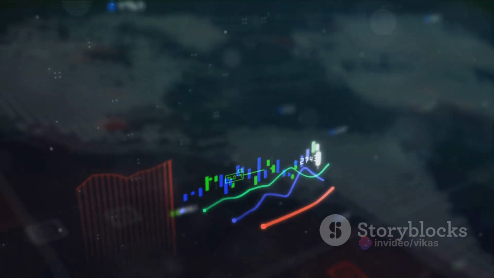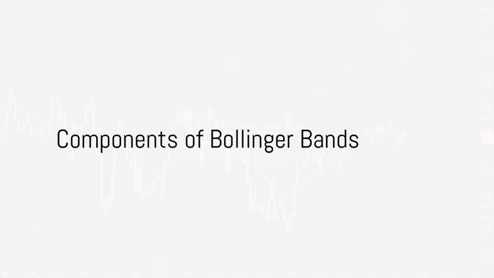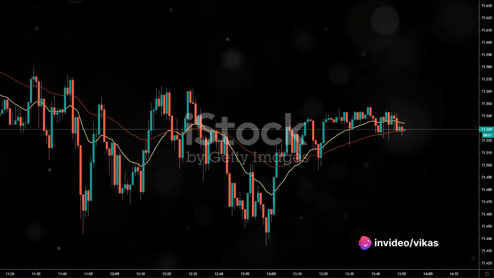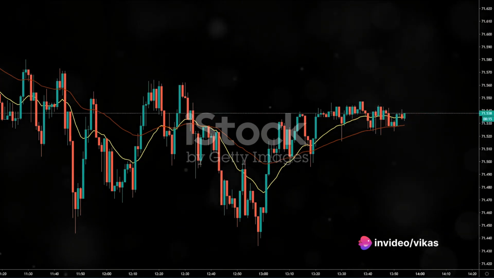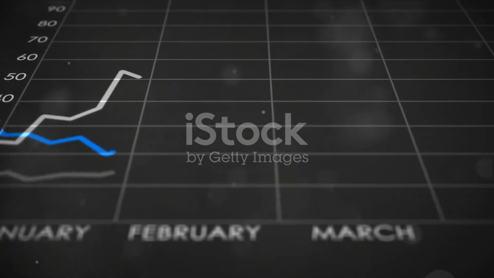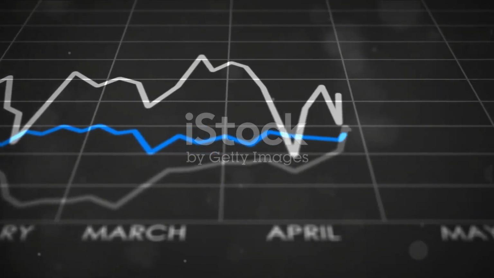But what exactly are Bollinger Bands, and how do they work? Picture three lines running parallel to each other on a chart. The middle line is a simple moving average, which is the sum of the closing prices of a stock over a certain number of periods divided by that number of periods. Typically, traders use a 20-period moving average, but this can be adjusted based on preference.